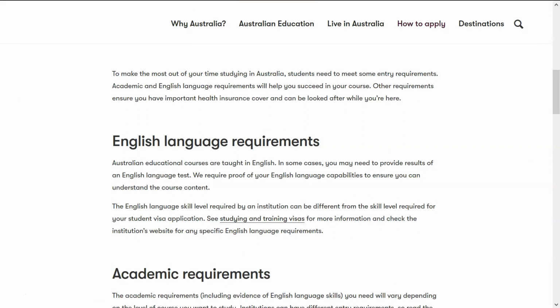It says here that Australian education courses are taught in English, and that you will need an English level for your visa, and also there will be a different requirement by the institution, by the school you study at, which will also have an English level requirement. So you need to check both. You need to go to the school's website and check the English language requirement for your course, and you also need to find out the language requirement for the visa. This is because some courses require higher levels of English than others.